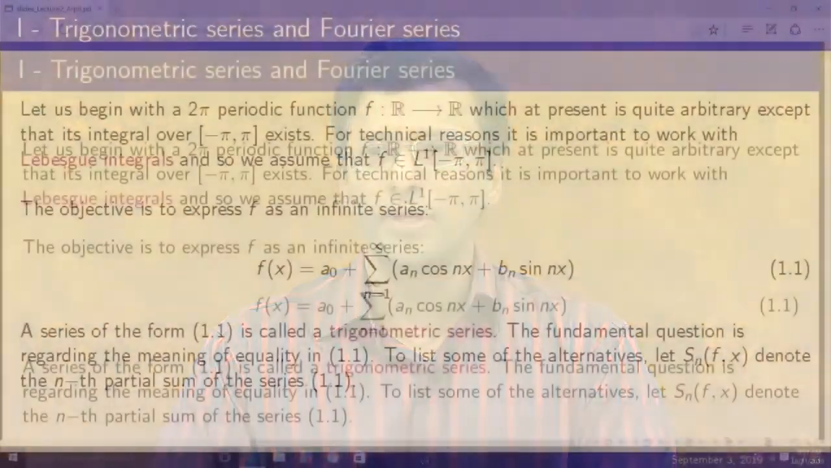Hello, so we begin with the first major topic in this lecture series, the rudiments of the theory of Fourier series. In this and the next few lectures, we shall prove the most basic convergence result on Fourier series and look at some simple applications and one somewhat non-trivial application which is important in number theory. Okay, so let's begin with trigonometric series and Fourier series.